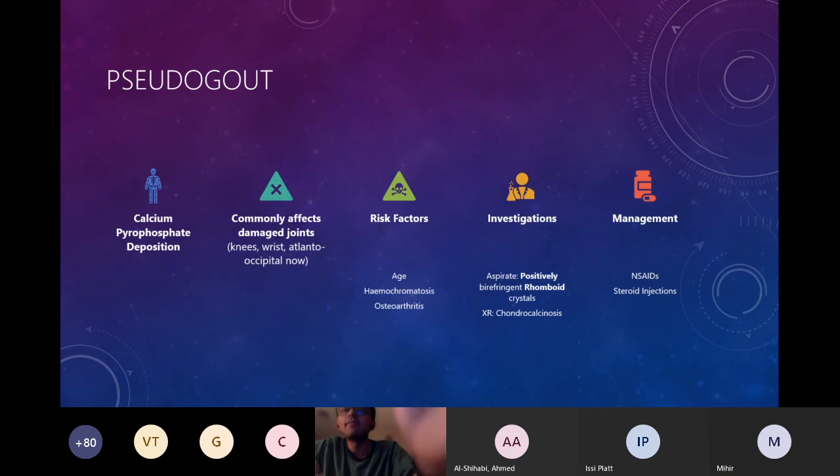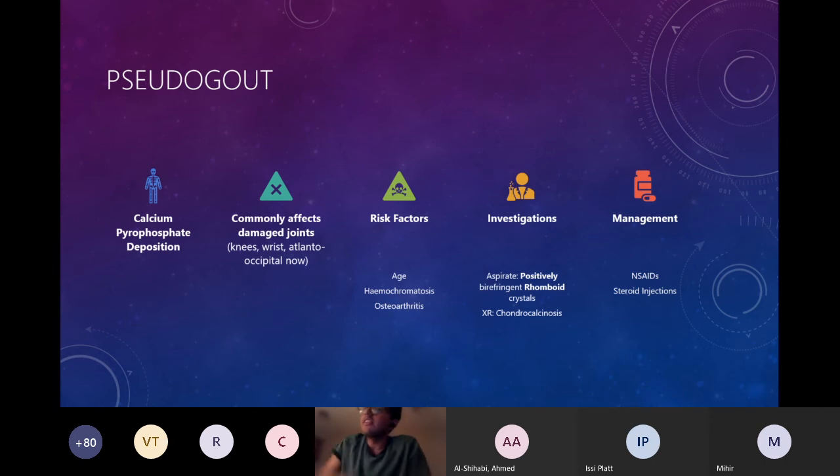We've already talked a little bit about this. So instead of uric crystals, we've got calcium pyrophosphate crystals, and it commonly affects joints that are already damaged, usually by osteoarthritis. And you've got loads of different risk factors again. Age, hemochromatosis causes this as well. And again, you're going to investigate the same kind of way. You're going to ask for it. You're going to find these weird crystals that I'm about to show you.